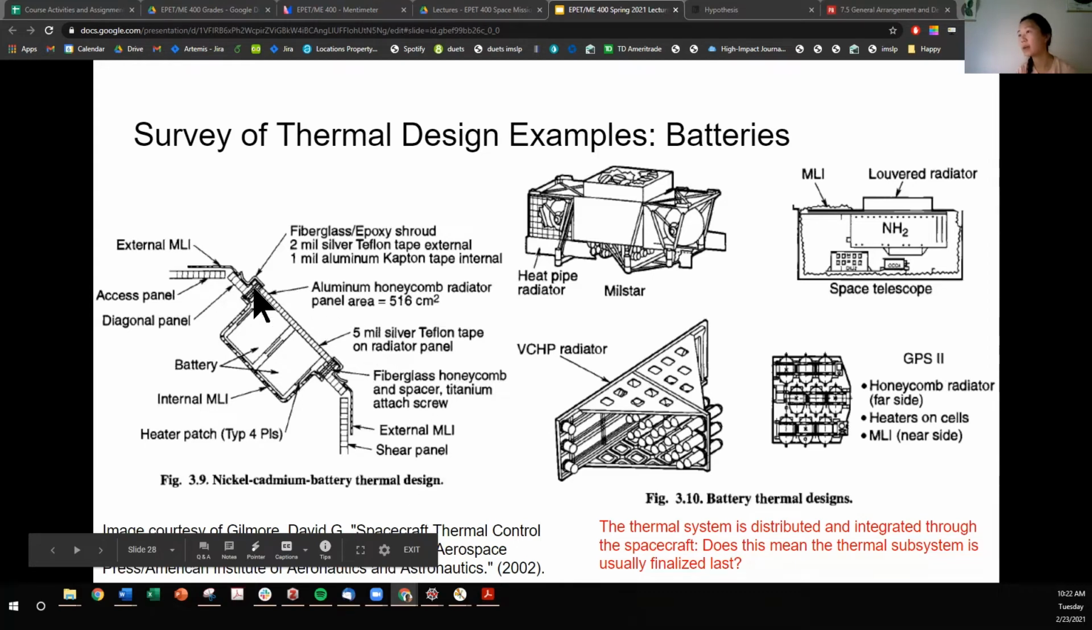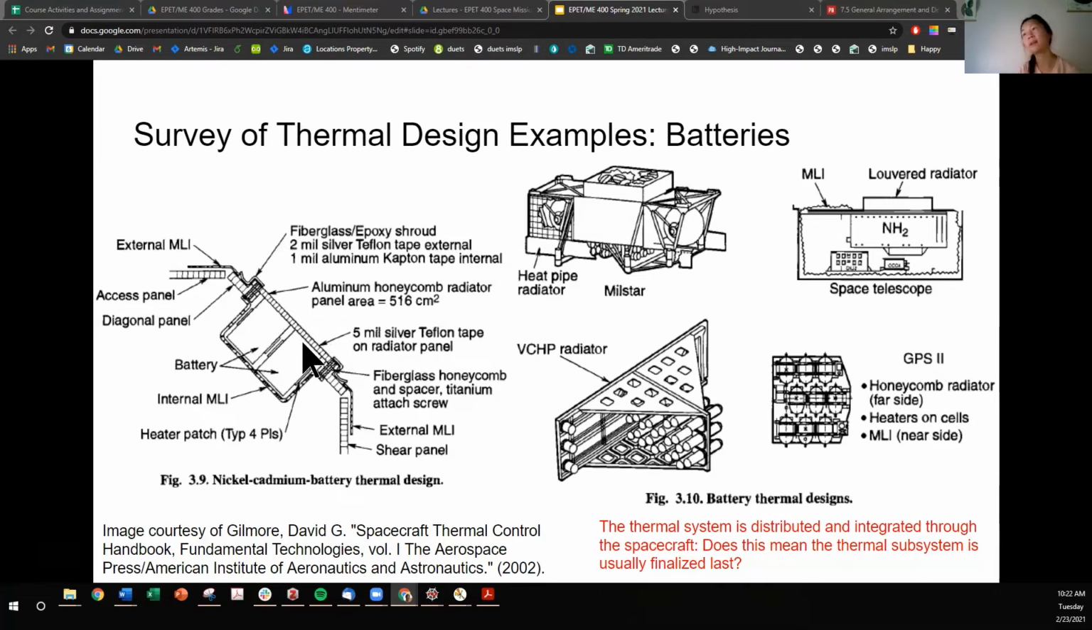So we've got a radiator here. We've got a heater here. And those are the batteries. You'll note that on the Artemis CubeSat kit, we have Kapton heaters that we mount to the battery surfaces. Here are other designs for batteries.